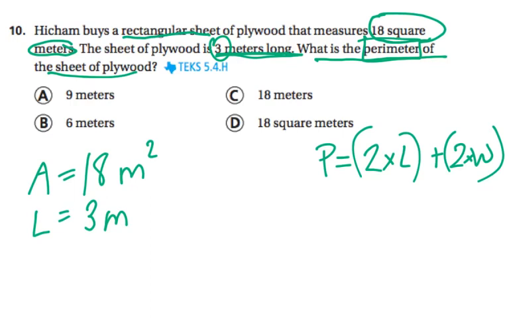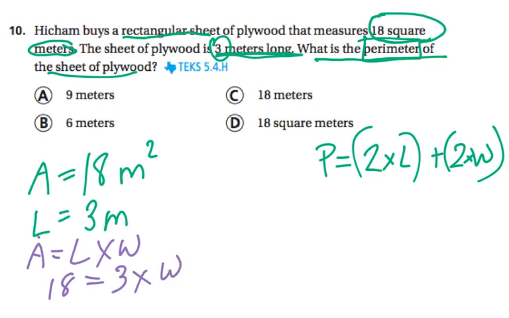I know I have the area, 18 meters squared, and the length is 3 meters. And I know there's a formula, area equals length times width. So let's plug in the numbers that we have. 18 equals 3 times the width. What could I multiply by 3 to get 18? Oh, 6. So the width would have to be 6 meters. And I already knew my length was 3 meters.